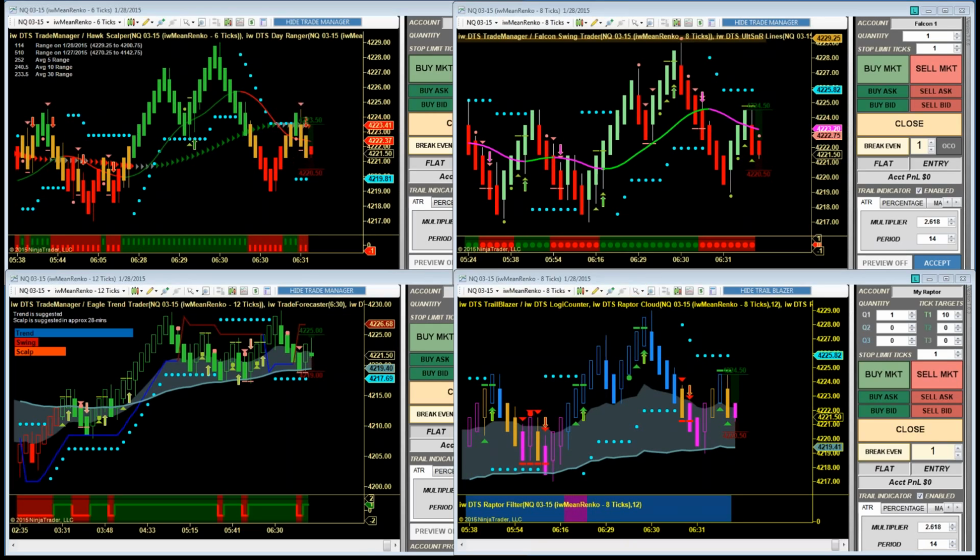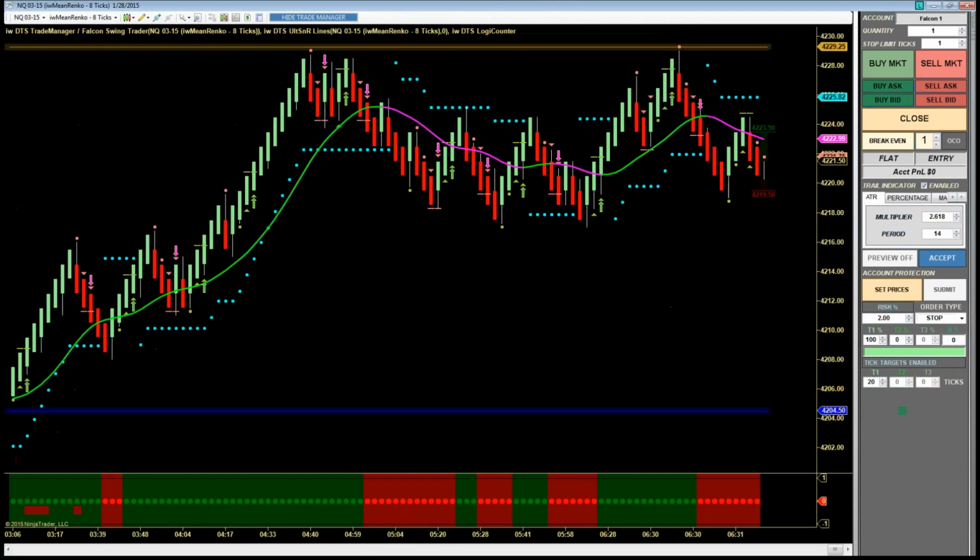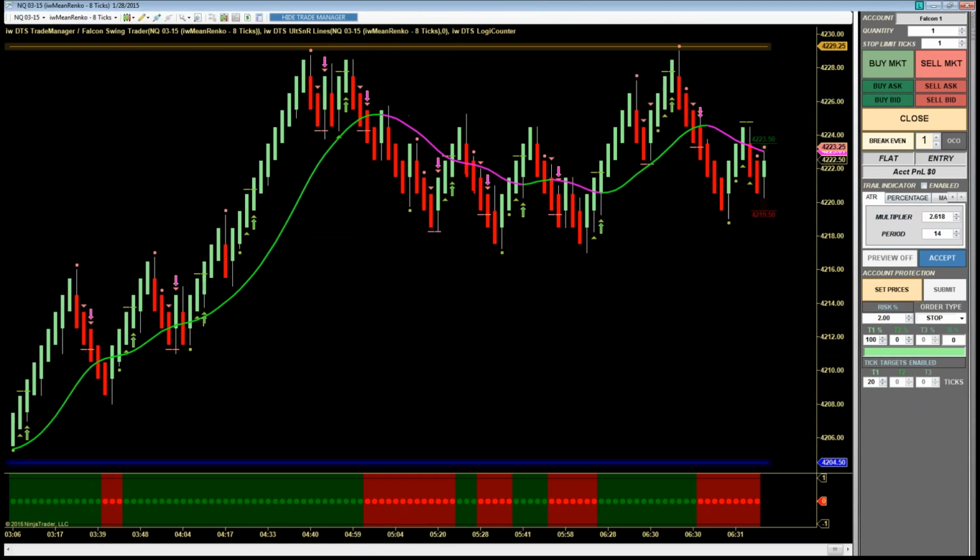And the bottom right, this is the latest addition to the Indicator Warehouse family of trading tools. It's called the Raptor, and the Raptor is actually a blend of the other three tools. It incorporates the Hawk Scalper, the Falcon Swing Trader, and the Eagle Trend Trader all into one tool.